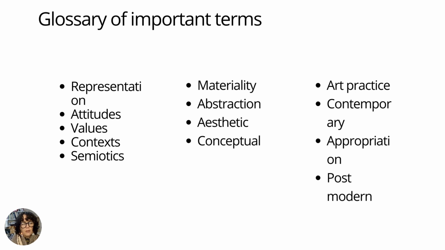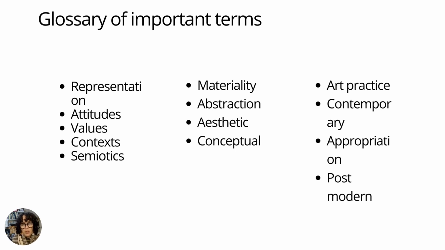So we're considering how things are being represented, what kind of ideas are being suggested about the subject matter, and how that representation is constructed. We're looking at attitudes, and closely linked with attitudes are values. We're looking at contexts, and as I said in the previous video, we're looking at the historical, the cultural, the social, and the political contexts. We're considering semiotics, or the language of visual communication, that system of signs, signifier and signified. We're considering materiality, which is the artist's use of specific materials to embed meaning in their practice.